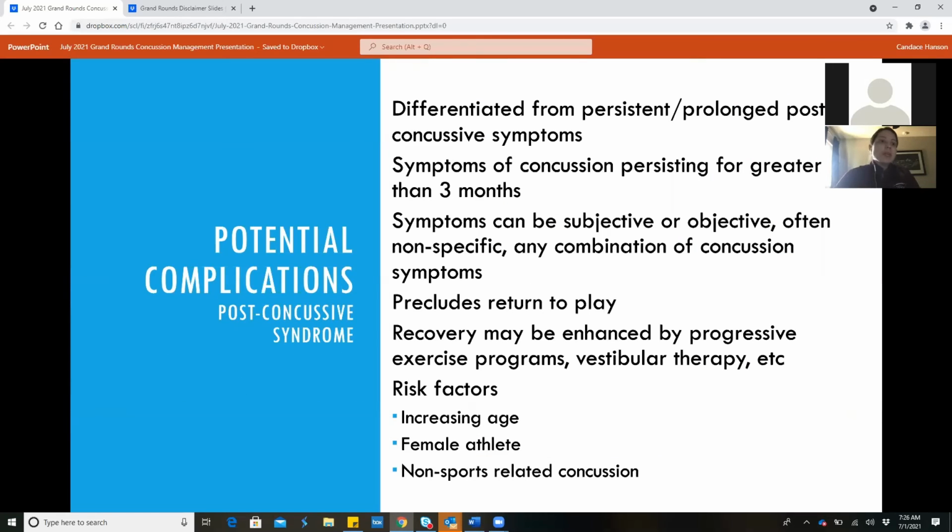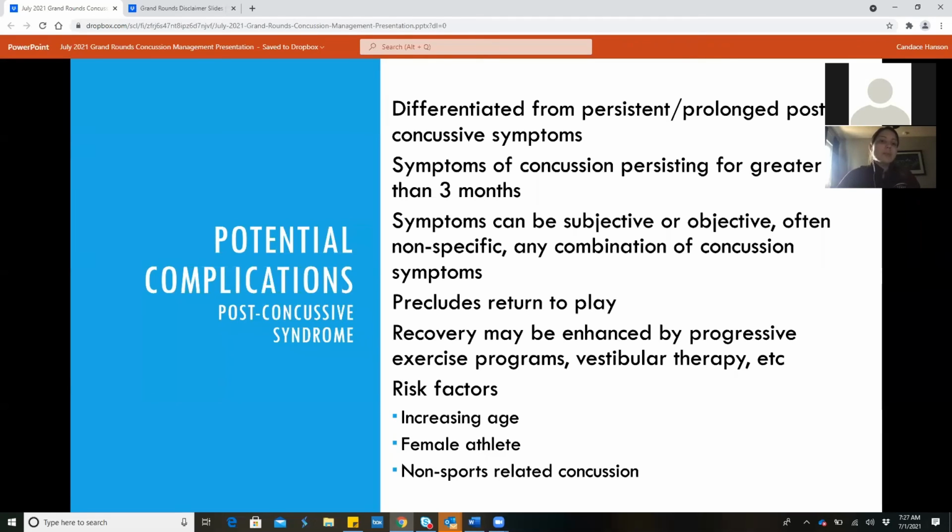Next slide. Potential complications, post-concussive syndrome. So there's different ways that post-concussive syndrome is termed. Some people just call post-concussive syndrome the symptoms that we have after concussion, but most of the time we're referring to the prolonged symptoms of concussion lasting for greater than 3 months. These symptoms can be strictly subjective or they can be objective. They're often non-specific, and they can be any combination of concussion symptoms, including just cognition or some of the emotional aspects. So it precludes return to play if we're still having symptoms, although in professional athletes, sometimes they don't always follow that just because of their risk benefit ratio, I guess.